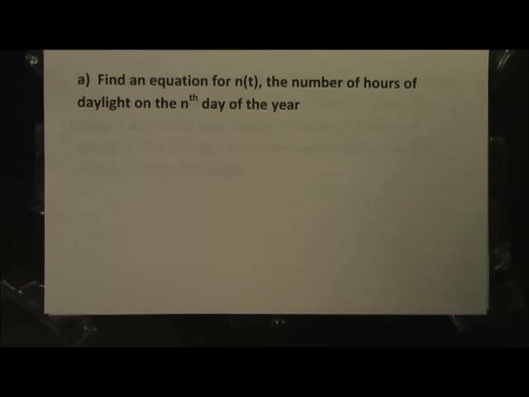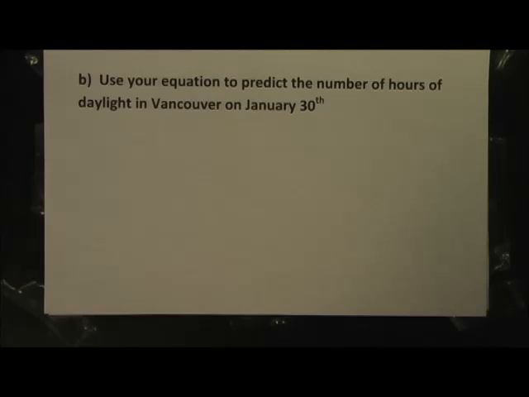A states, find an equation for n of t, the number of hours of daylight on the nth day of the year. And the second part to the problem, B, states, use your equation to predict the number of hours of daylight in Vancouver on January 30th.